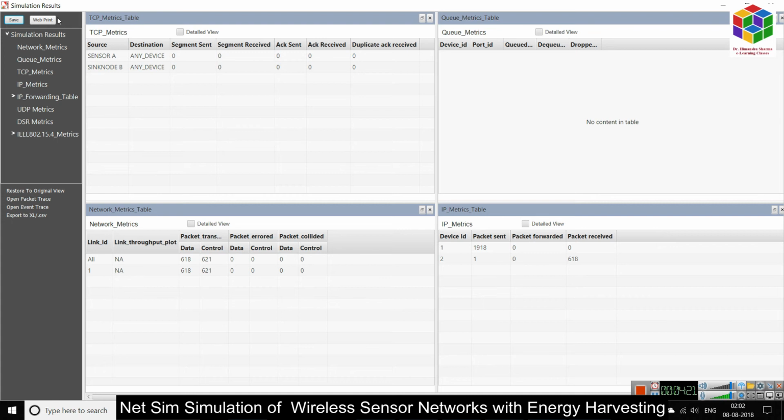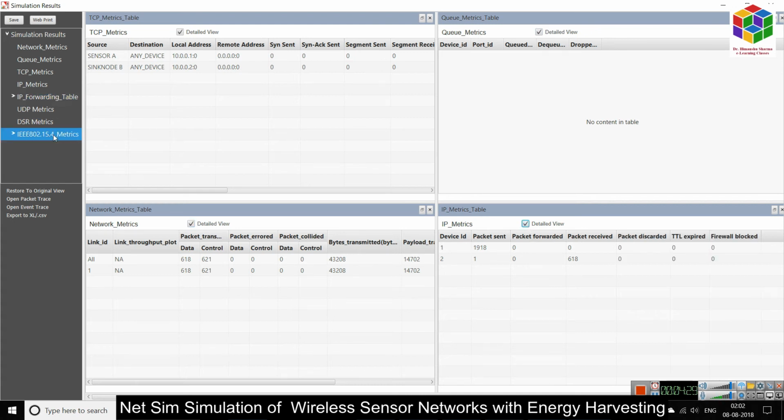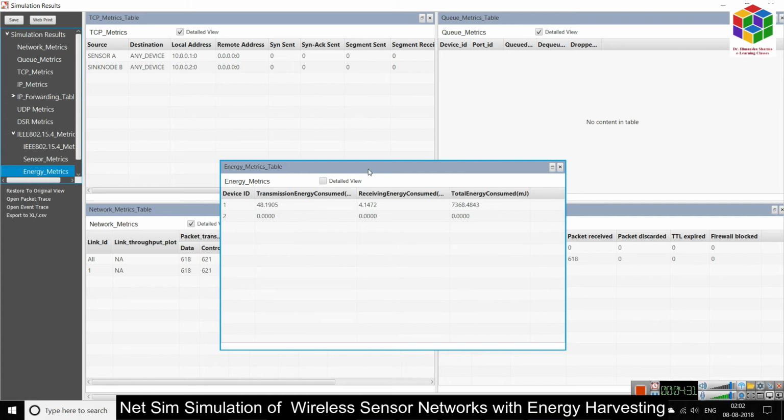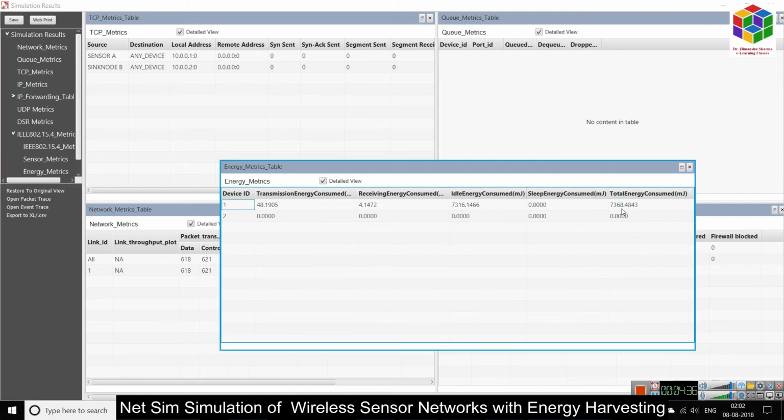This is the simulation result window. This is TCP metric, Q metric, network metric, and IP metrics. We are mainly interested in energy metric. Here the energy consumed is 7368 millijoule.